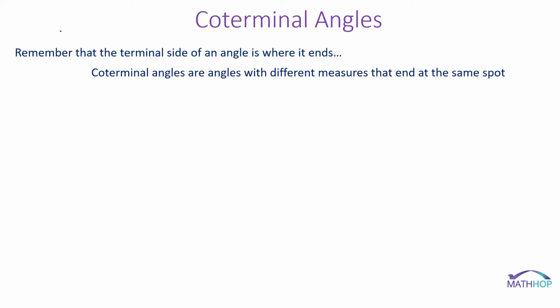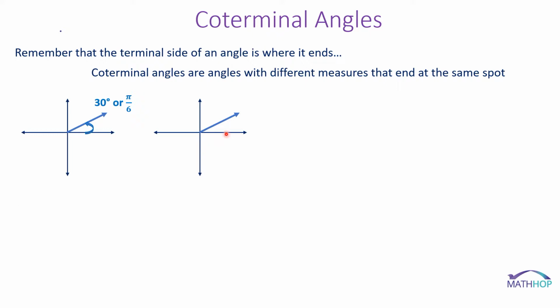All right, what is a coterminal angle? The name coterminal, co means partnered or with, right? Terminal is where the side of an angle ends. So coterminal angles are simply angles that have different measures, but they share the same terminal side. They end in the same spot. So if you took this 30-degree angle right here, this is 30 degrees or pi over 6 radians. There are infinitely many angle measurements that end at this terminal side. So let's look at a few.